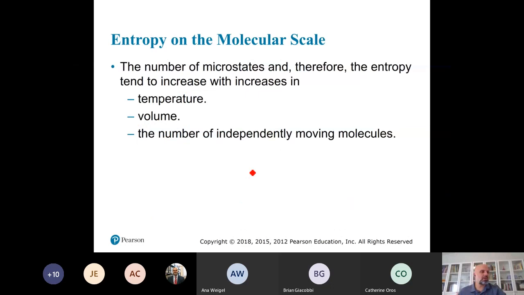So if we think about entropy on the molecular scale, the number of microstates, and therefore the entropy, tend to increase with increases in temperature, increases in volume, and increases in the number of independently moving molecules, right? So you can see entropy is directly affected by these three things here.